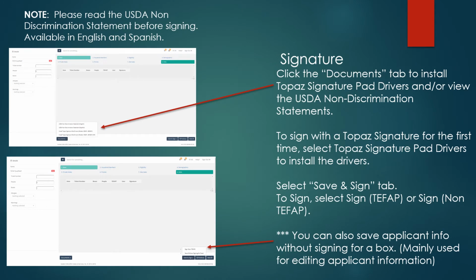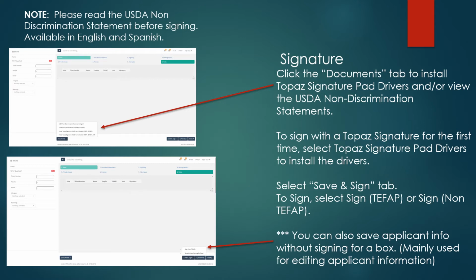The very last step in adding a new household applicant on the Feed the Nation website is through a signature. So as we see here on this screen, we are able to sign and save them for a TFAP or a non-TFAP box. Furthermore, if you would like to, we have a Documents tab located on the bottom left-hand side of the screen, and that allows you to view any of the USDA non-discrimination statements, and you can do that before signing. And in addition to that, it is also available in English and in Spanish.